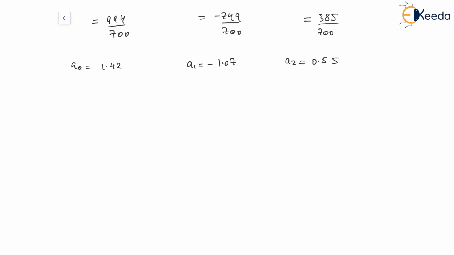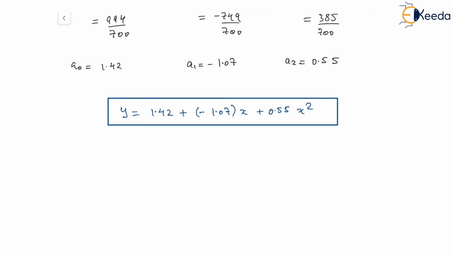So the equation of the parabola for the given data becomes y equal to 1.42 plus negative 1.07 times x plus 0.55 times x square. So this is the equation we were looking for from the given data, and we have found this with the help of the least square method.